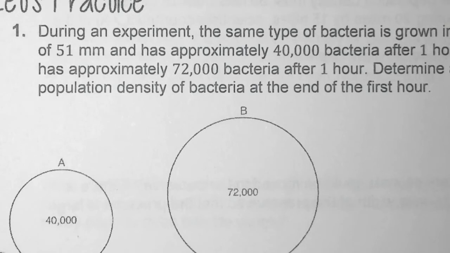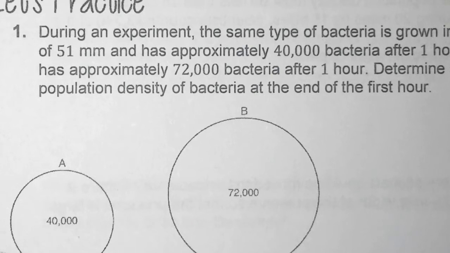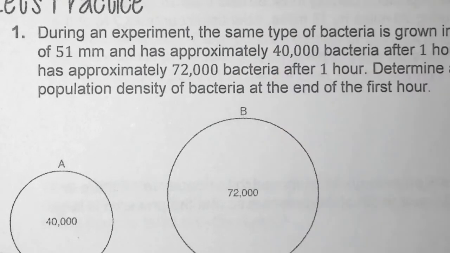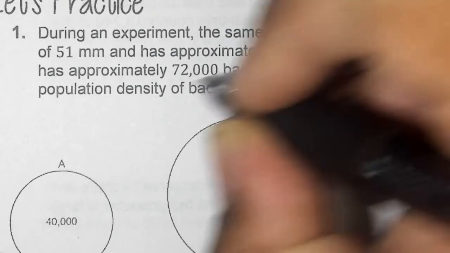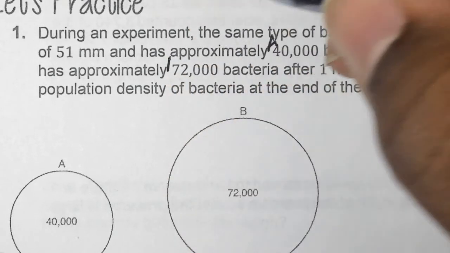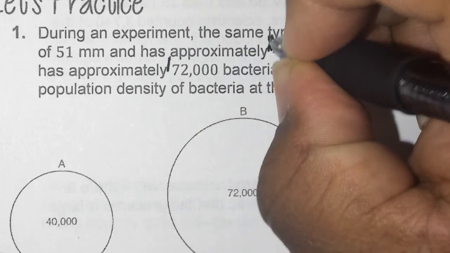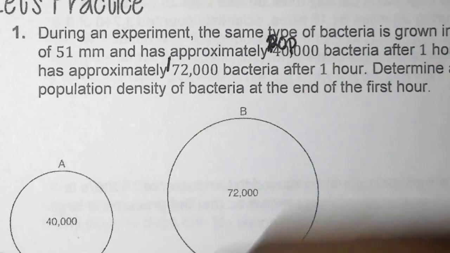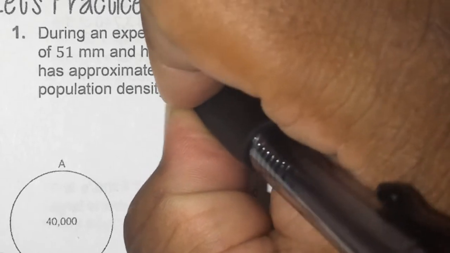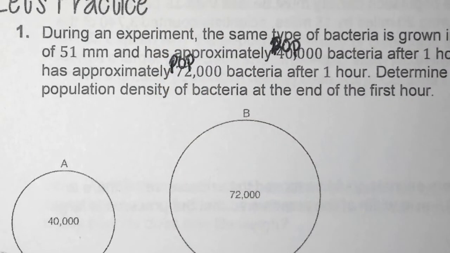So on this one, it's best to label the numbers that they give you. The 40,000 and the 72,000 are my areas. Let's throw A by both of those, just so I know. I mean, not my areas. My bad. Those are my populations. Pop. They did not give us area. We have to find that.